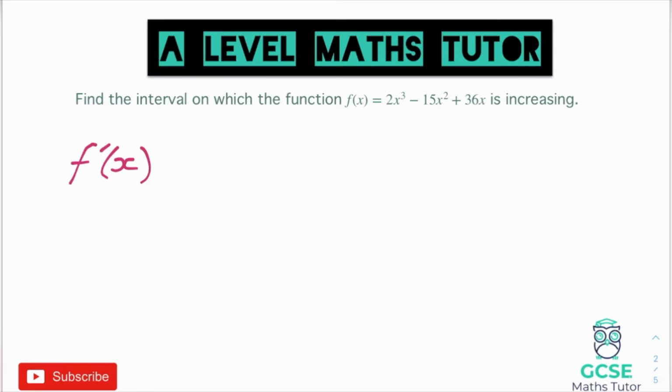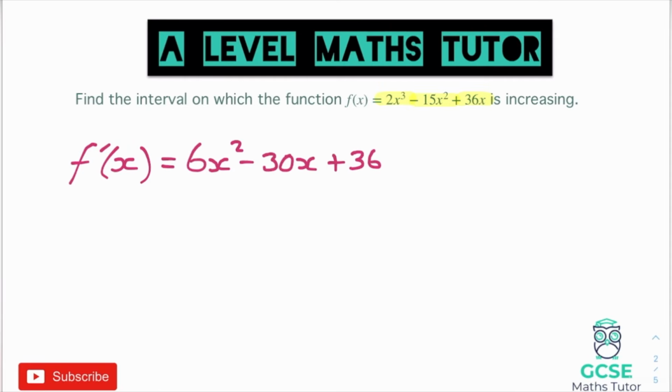So if we differentiate this function, and we're just looking at this one here, we'll start with the 2x cubed, so that becomes 6x squared. We'll then move on to the negative 15x squared, which becomes negative 30x. And then moving on to the final piece, that just becomes 36. So that'll be plus 36 at the end, and we have found our differentiated function.